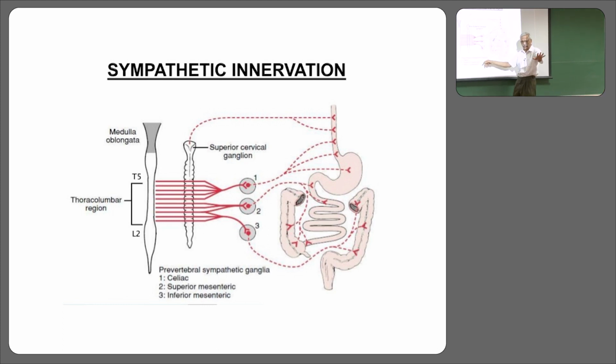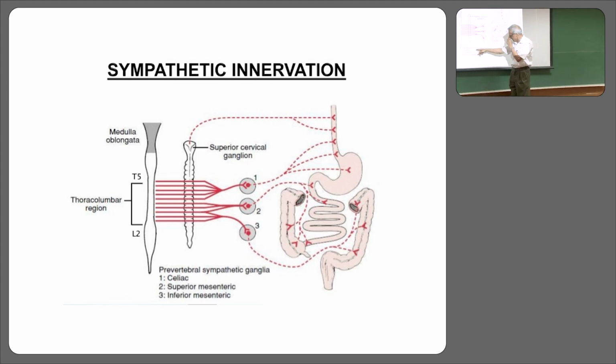They are all sympathetic ganglia. Are they part of the chain? No, they are not a part of the chain. Okay, so every sympathetic preganglionic fiber does not end in the chain.